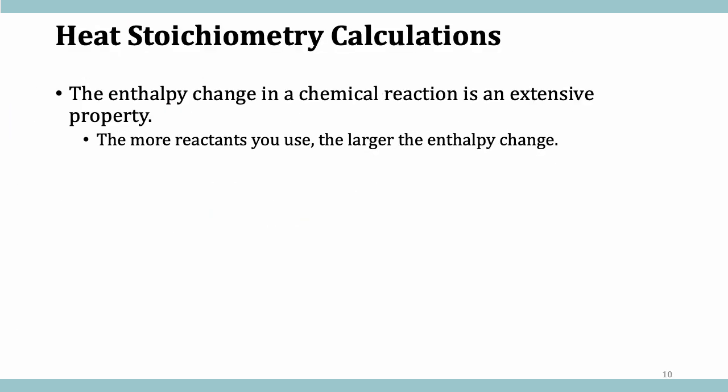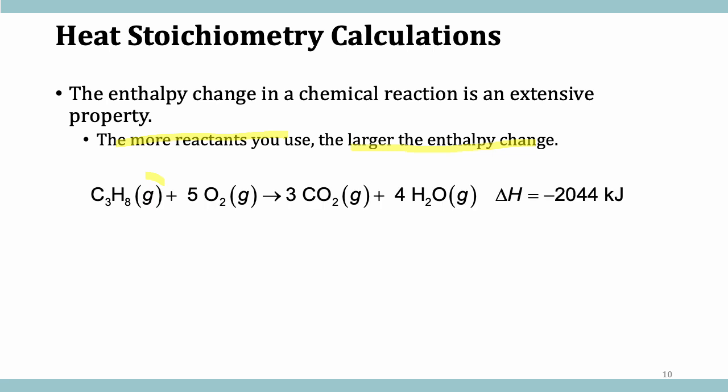The next concept is, how is heat related to stoichiometry? Heat can be related to stoichiometry, which means if a reaction is occurring, the more reactants are used, the larger would be the change in the enthalpy. For example, if this is a reaction, C3H8 plus 5O2 gives us 3 CO2 and 4 water, and the heat of the reaction, the enthalpy of the reaction, is negative 2044 kilojoules.